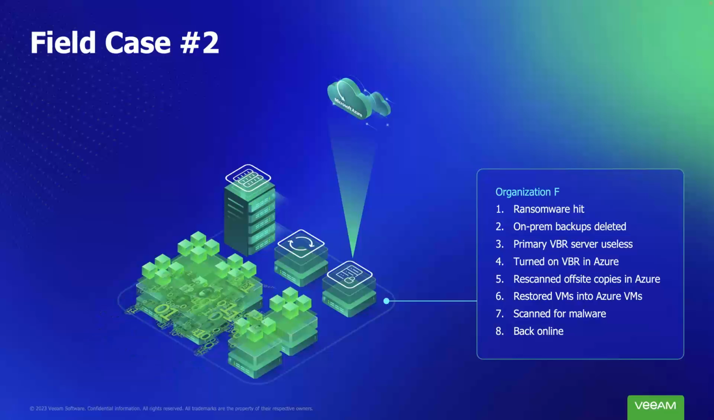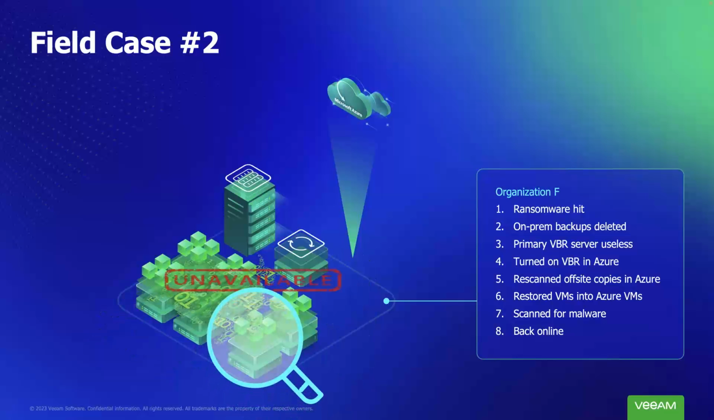So moving on to field case 2, which is another case where the customer was hit by ransomware. What happened is the on-prem backups got compromised because they didn't implement our hardened Linux repository or any other worm-like repository capabilities. So the primary VBR servers became useless because the repository is no longer available. However, the good thing is that they did use our scale-out backup repository and applied the capacity tier capabilities, whereby our backup has been tiered to Microsoft Azure Blob storage.